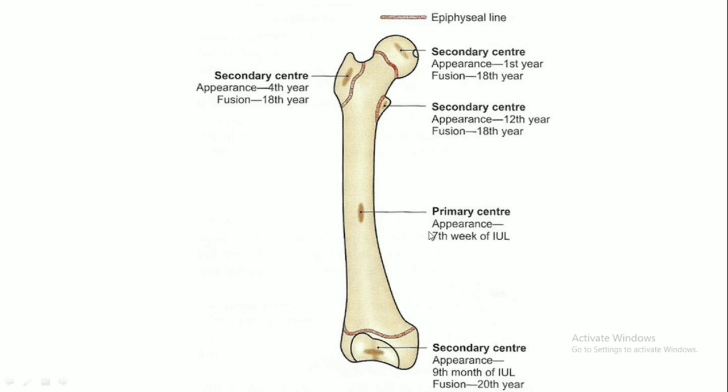Now the last part, that is ossification. Femur has one primary center and 1, 2, 3, 4 secondary centers. We will focus only on the important part, that is the medico-legal importance of the lower end of femur. So the secondary center of the lower end of femur appears at the 9th month of intrauterine life.